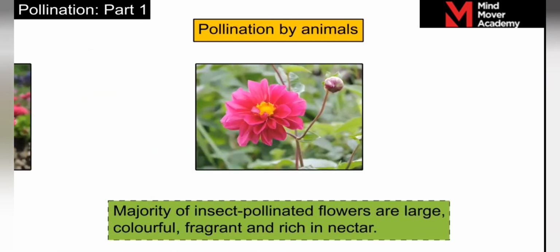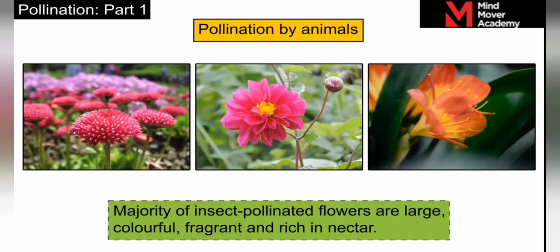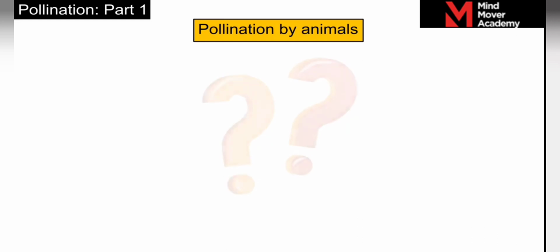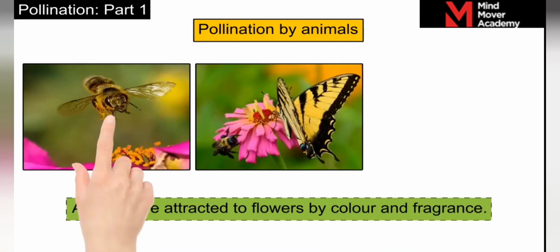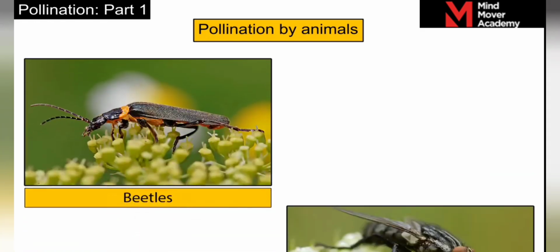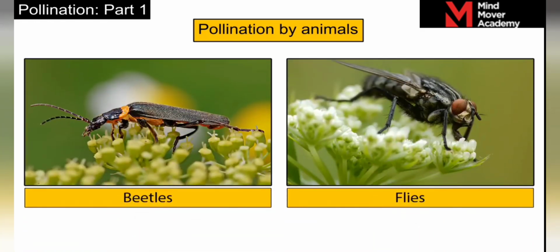Majority of insect-pollinated flowers are large, colorful, fragrant, and rich in nectar. And what could be the reason behind it? Think about it. Yes, animals are attracted to flowers by color and fragrance. The flowers pollinated by flies and beetles secrete foul odor to attract these animals.